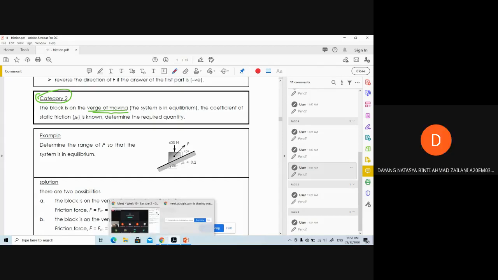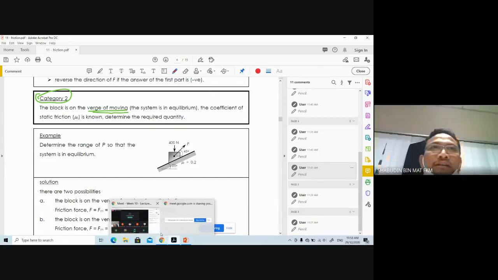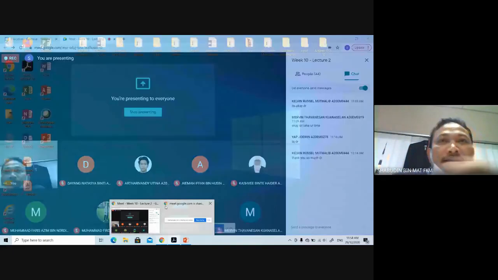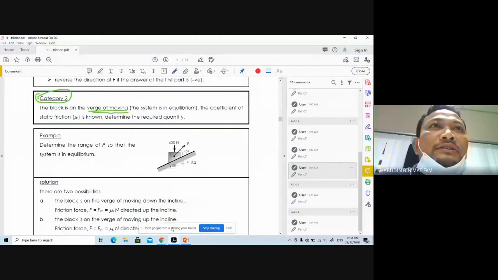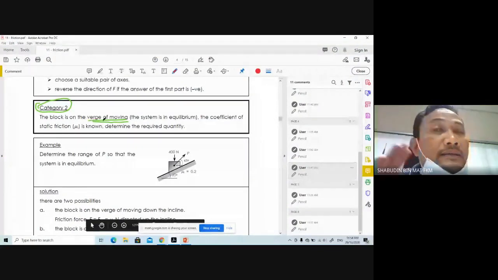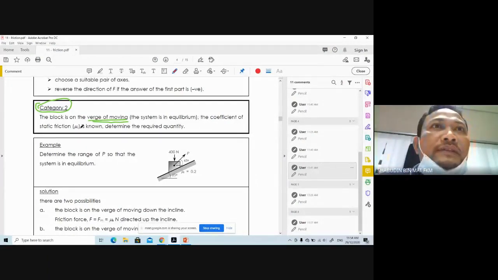Yes, Doctor. Okay, we move on to the second category, which is the famous one. The block is on the verge of moving, but it's still in equilibrium. The coefficient of static friction is known. It's so simple. It is not moving yet.